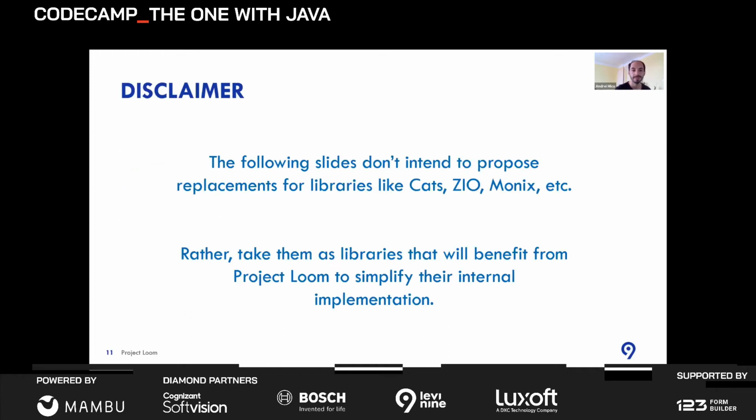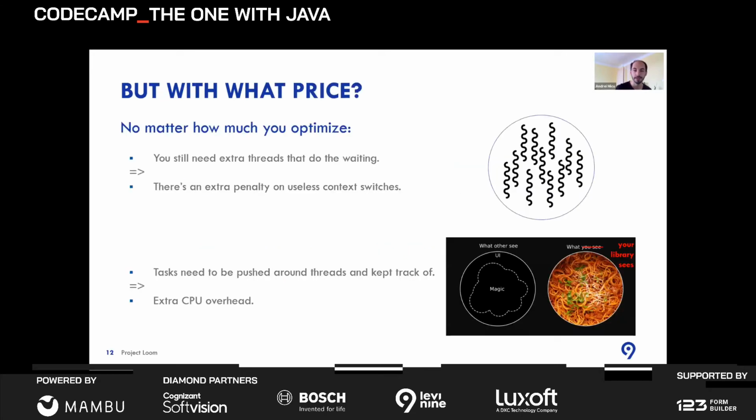But before I get to the critique, I want to say this disclaimer. The following slides and critique are not meant to propose replacements for those libraries. Rather, take them as libraries that will benefit from this project, and it may simplify their internal implementation. So that being said, what price do we pay for these async barriers?